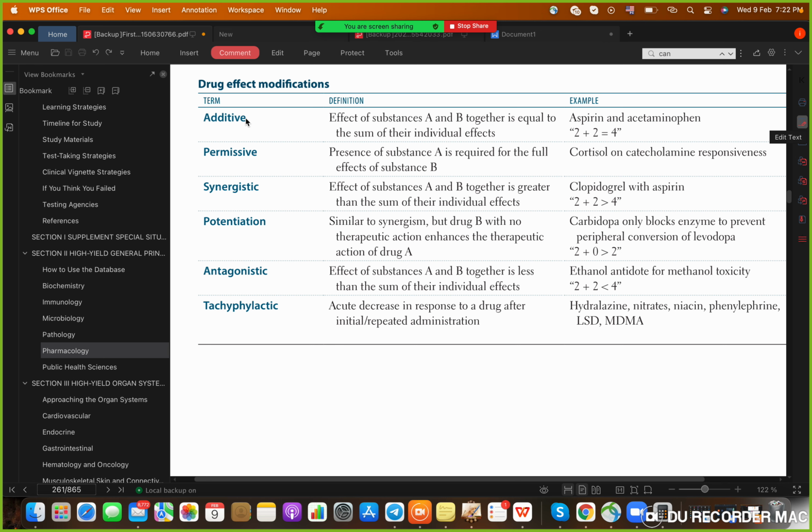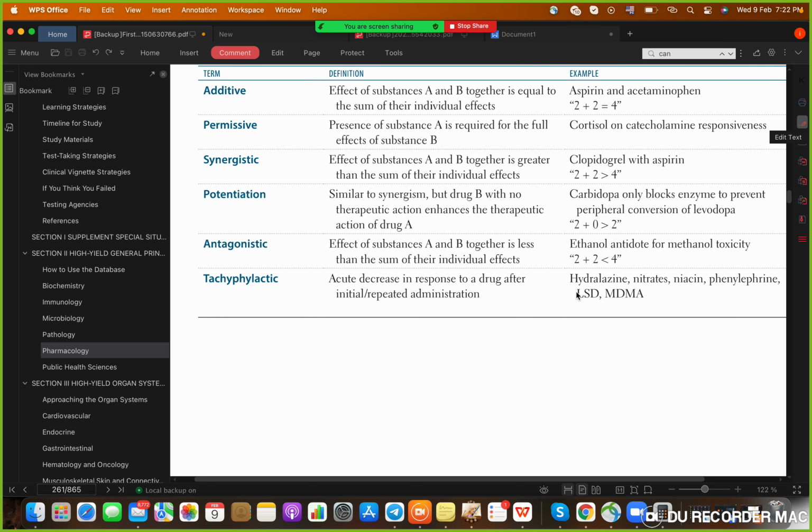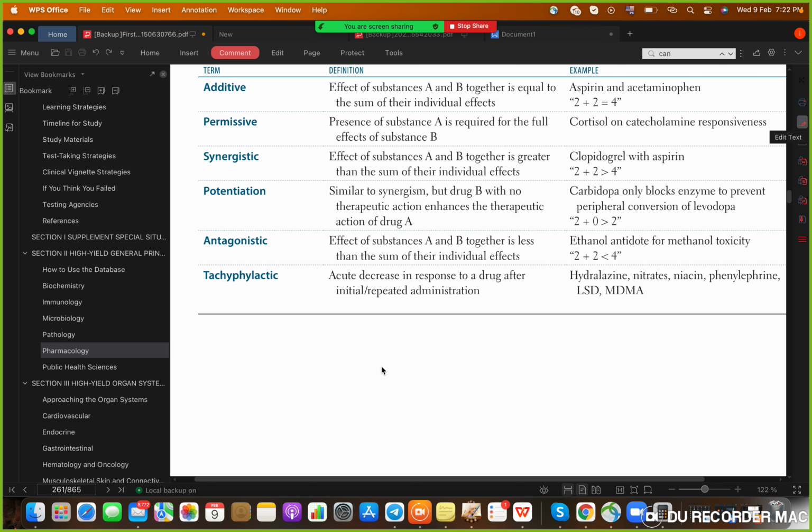So the difference between the additive and the synergistic is that the overall efficacy is going to be much higher. So it's like 2 plus 2 is equal to 6, while additive is just like giving a double dose of one of them, but without the side effects. Potentiation, however, is similar to synergism, but one of the drugs, like drug B, has no therapeutic action. It's totally sleeping. So it enhances the therapeutic drug A, however.